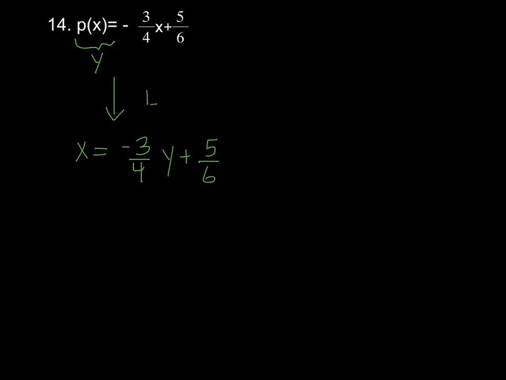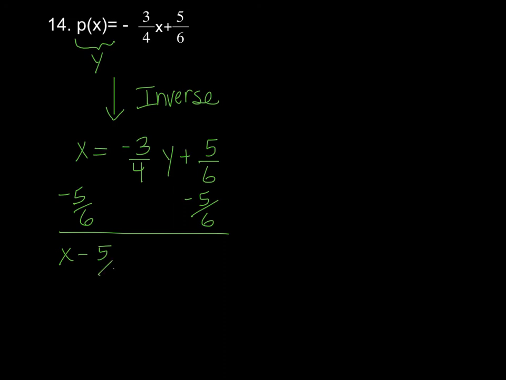All right, so what we did was we just found the inverse. Now when we find the inverse, not only do we want to switch the x and the y, but we want to get the y by itself. So I'm going to start by subtracting 5/6 from both sides of the equal sign. So I'm going to get x minus 5/6 equals negative 3/4 y. So I'm getting closer to getting that y by itself.